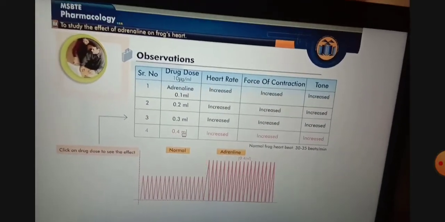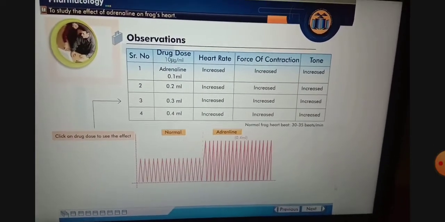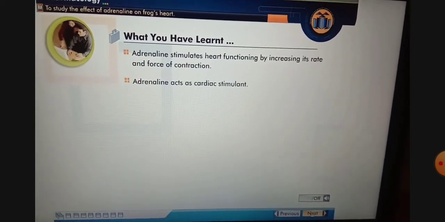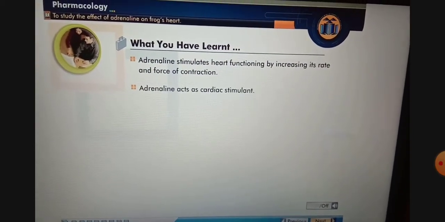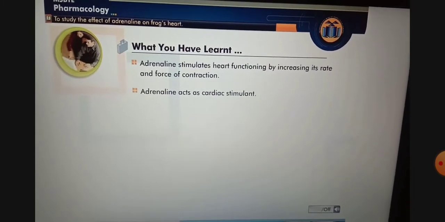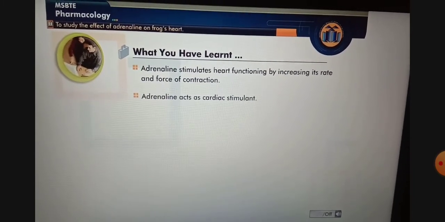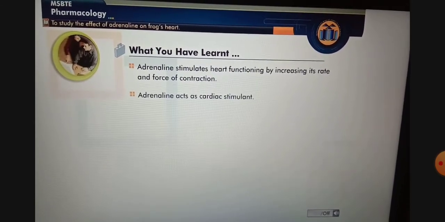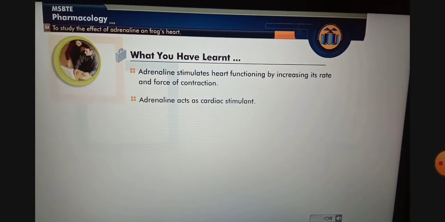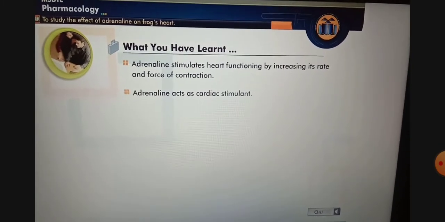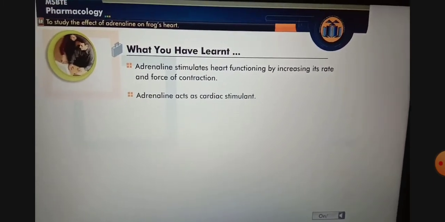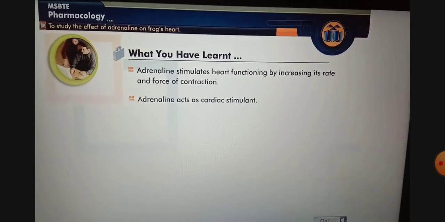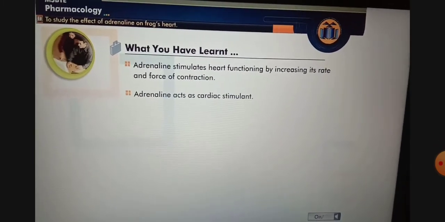By observation we can easily predict that adrenaline has its effect on the heart rate and force of contraction. Adrenaline stimulates heart functioning by increasing its rate and force of contraction. Adrenaline acts as cardiac stimulant. So these adrenaline drugs stimulate the heart by increasing heart rate and force of contraction, and therefore adrenaline acts as a cardiac stimulant.